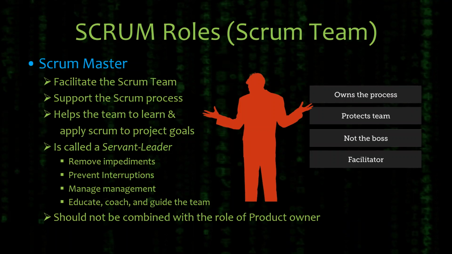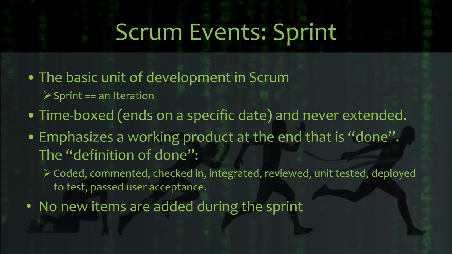Okay. So moving on to the Scrum events, you have the sprint. We talk about it as basically the basic unit of development in Scrum, or one iteration, and it's time boxed. So the time boxing happens for the sprint as well as for tasks.